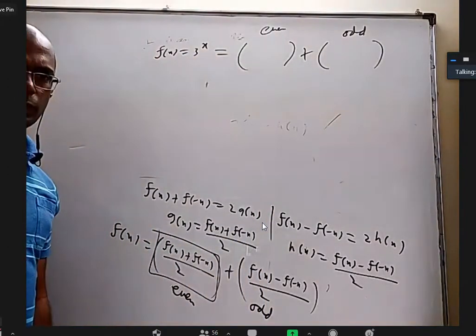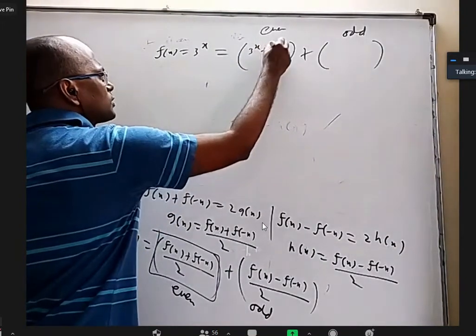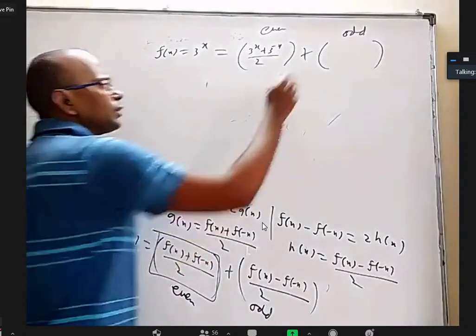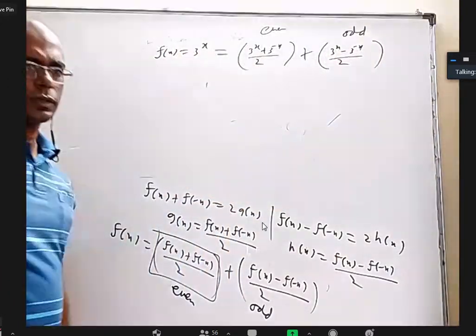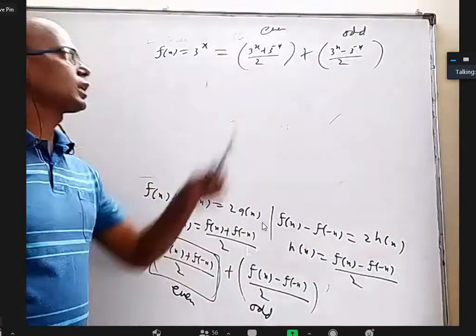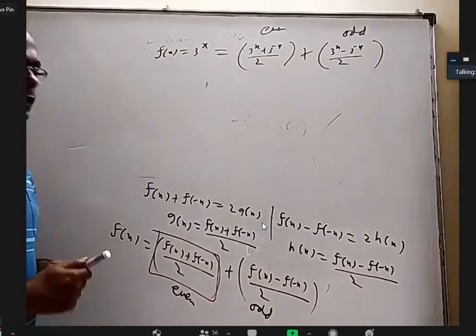3 power x plus 3 power minus x by 2, and 3 power x minus 3 power minus x by 2. Correct. This alone is an even function, and this alone is an odd function. When I add them, 3 power x will come.